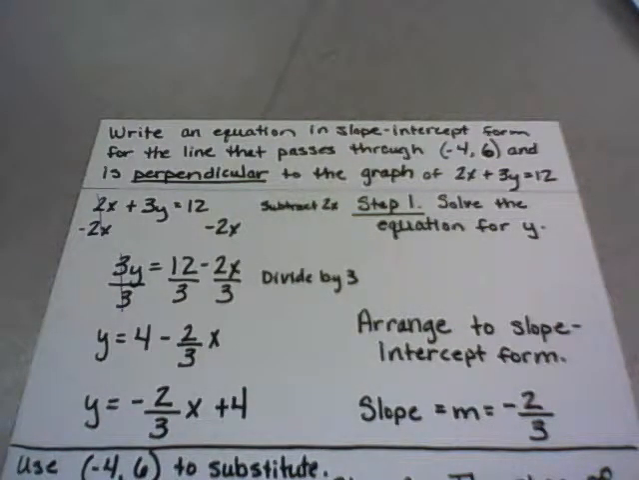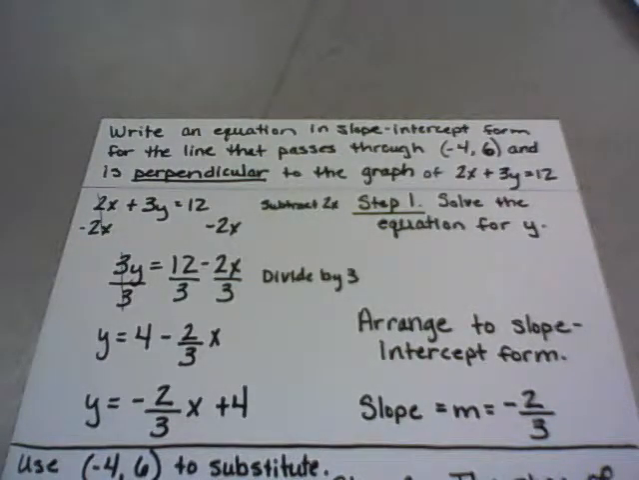Okay, we are still on Chapter 4, Lesson 4. This is Example 2. It says to write an equation in slope-intercept form for the line that passes through (-4, 6) and is perpendicular to the graph of 2x + 3y = 12. So our step 1 is to solve the equation for y.